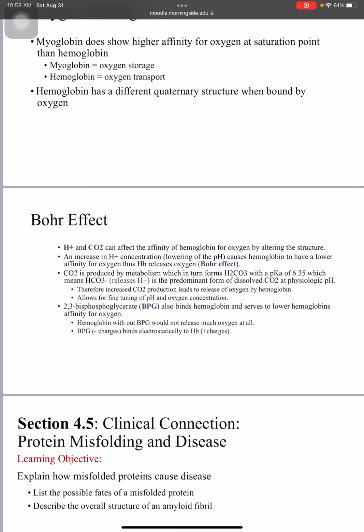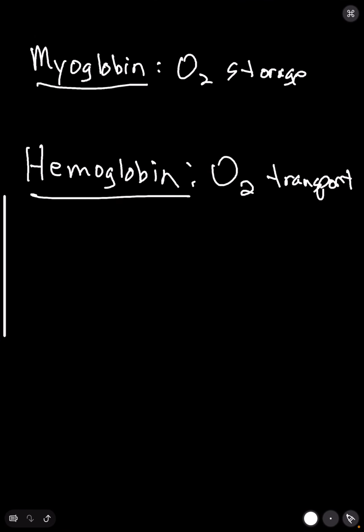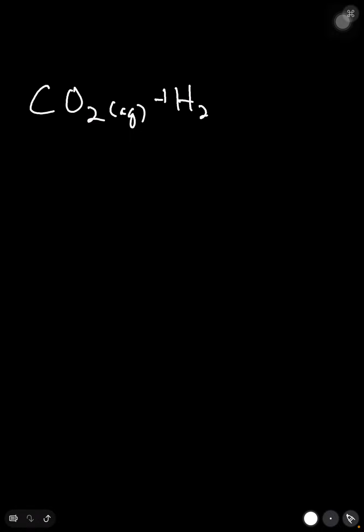Another thing that can affect hemoglobin's affinity for oxygen is carbon dioxide. And this actually all goes back to the blood buffer system. You remember the blood buffer system involved carbonic acid. So I'm going to write down a couple of the reactions that we see within that. We talked about them in another video. Oops, that should be liquid, not gas.